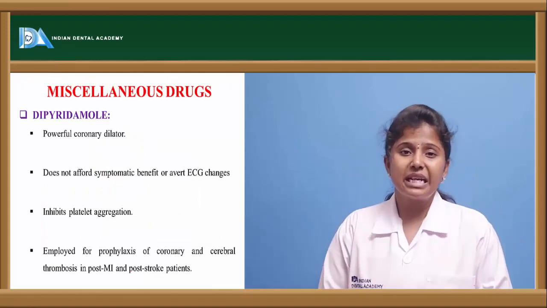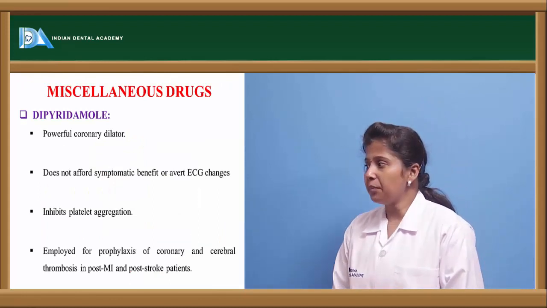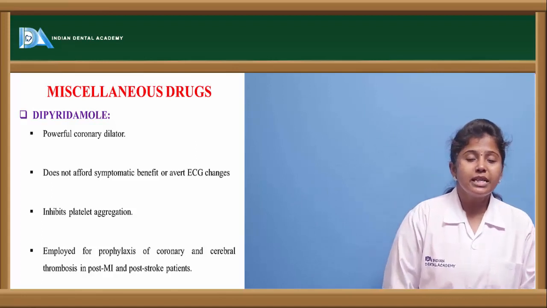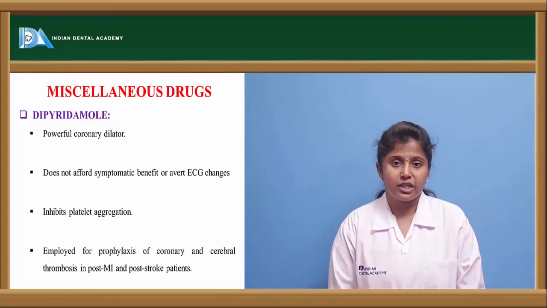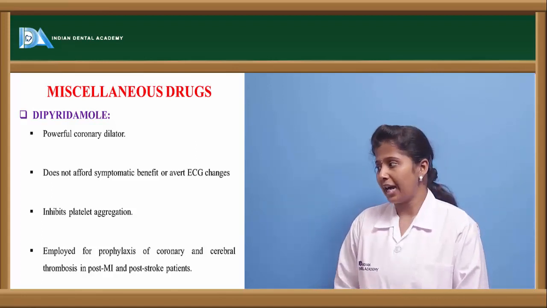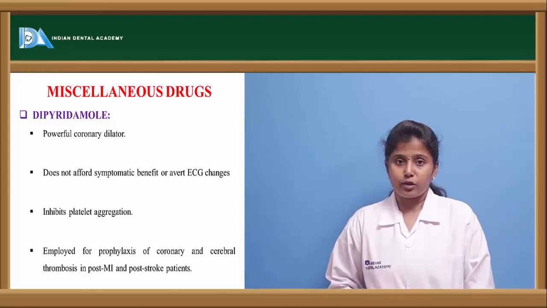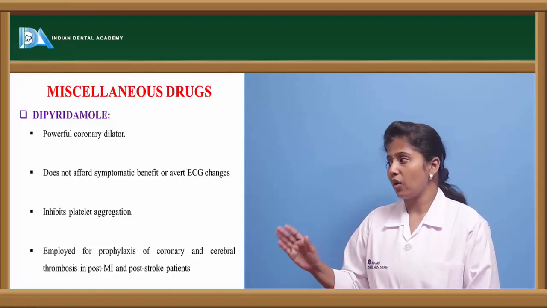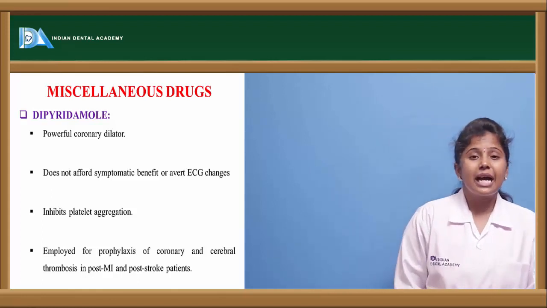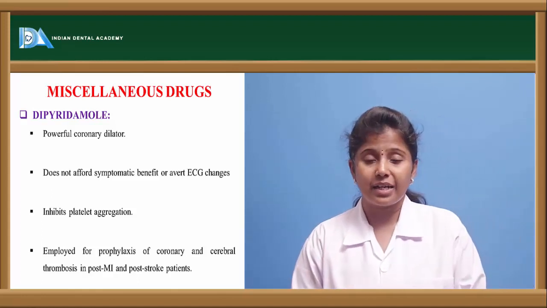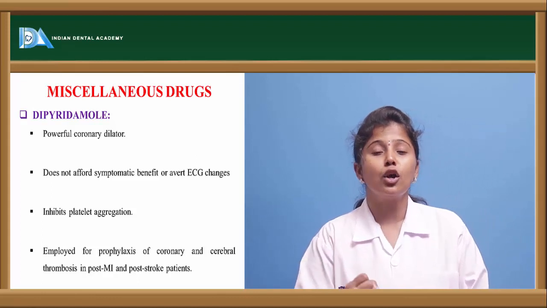There are various miscellaneous drugs like dipyridamole. Dipyridamole is a coronary dilatory agent. So it dilates the coronary arteries, and it does not alter the ECG either. The ECG changes are not altered by this drug. This drug acts by inhibition of platelet aggregation. So it inhibits clot formation.